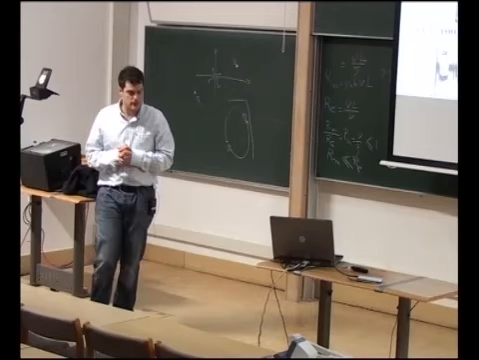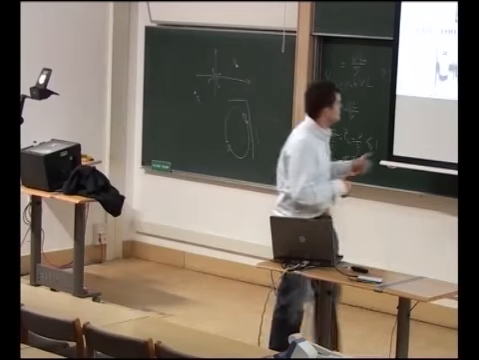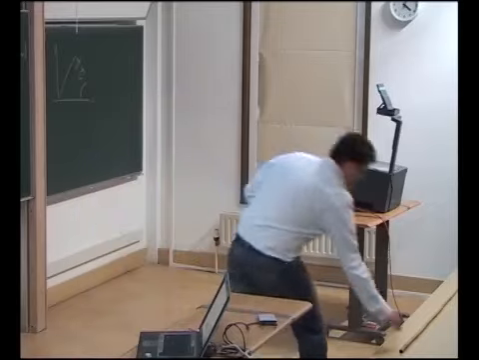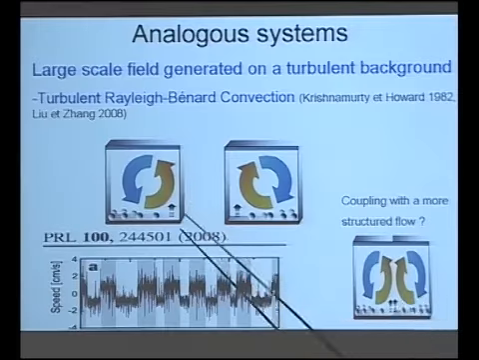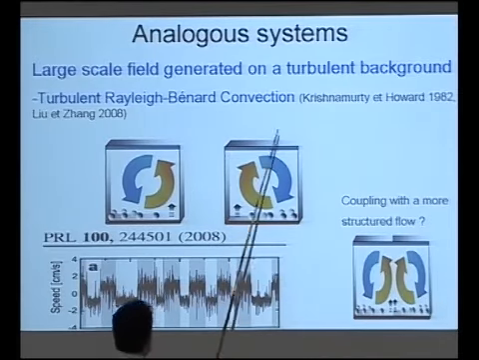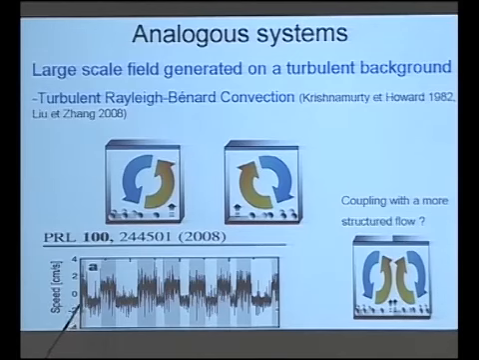I think the first were Krishnamurti and Howard. But recently we had this paper by Liu and Zhang, and that's a picture extracted from their work. Maybe what we're working on now is that. So the system reverses between rotating in one sense and rotating in the other sense. If you look at time series, it remains at some value for a long duration and then reverses. So it's really similar to reversal.